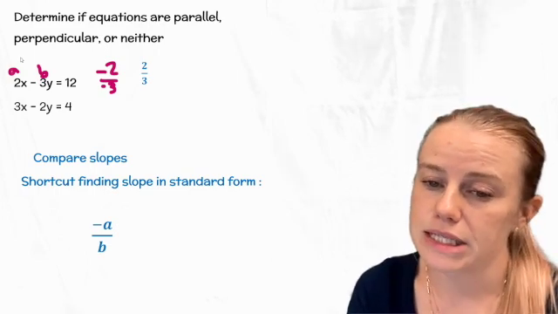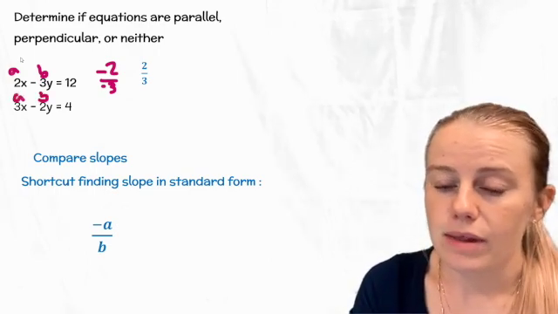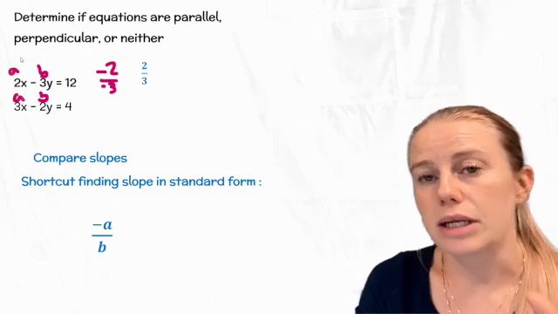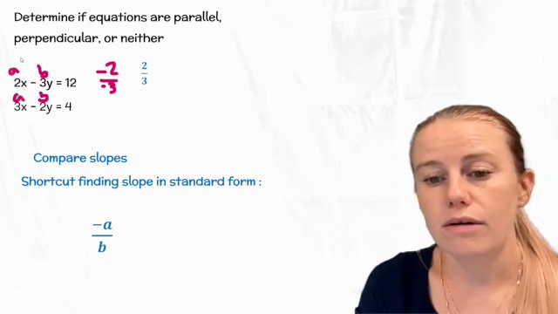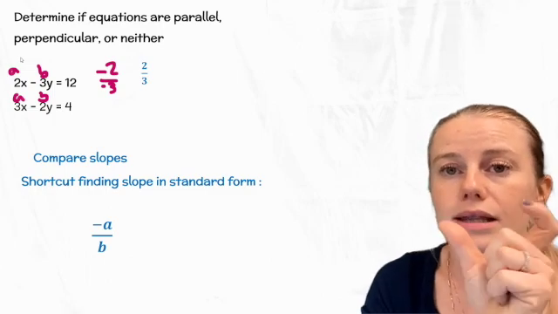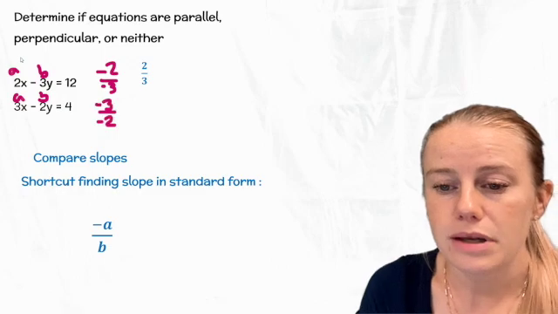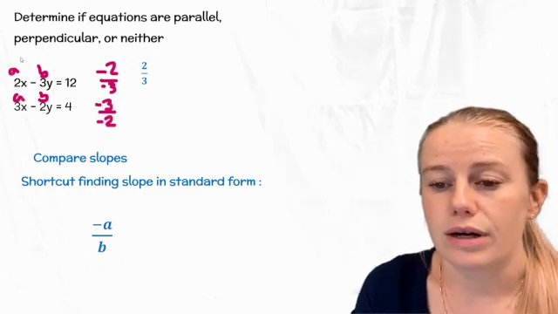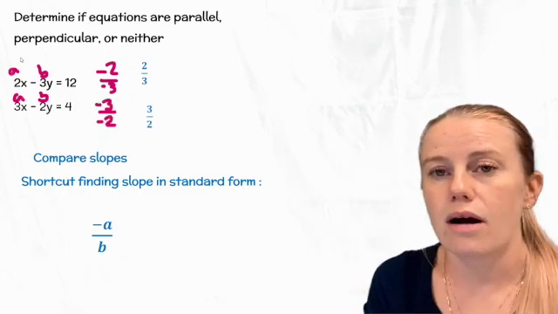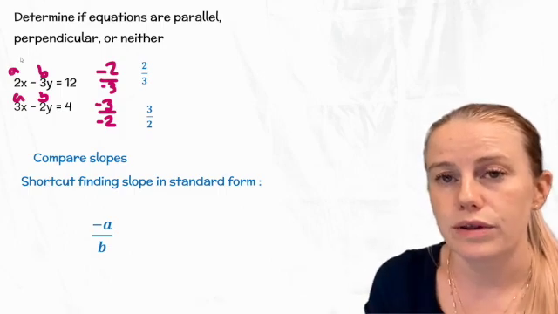Okay, let's do that for the second one, A and B. A is +3, so we're going to take the opposite of -3 over -2. Again, that minus sign goes with that B. So we've got -3 over -2. So our slopes are 2 over 3 and 3 over 2.